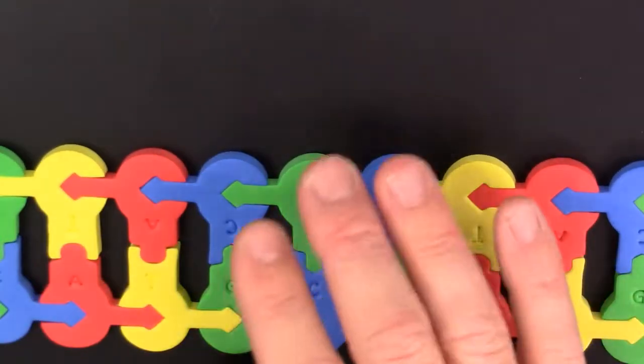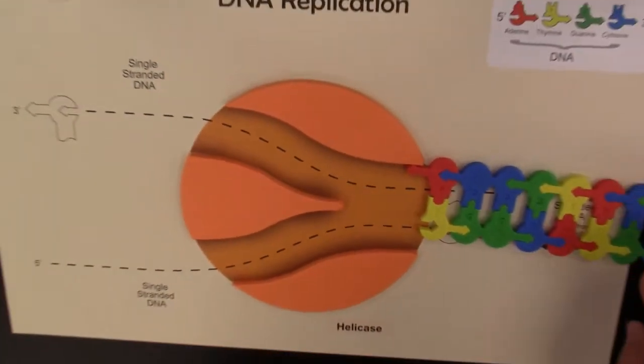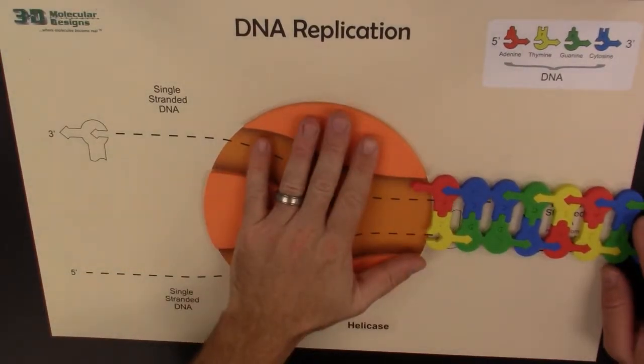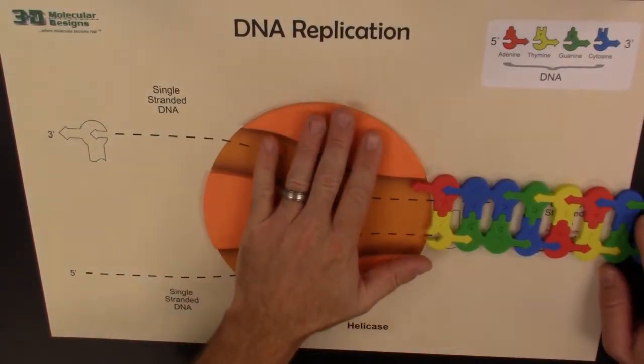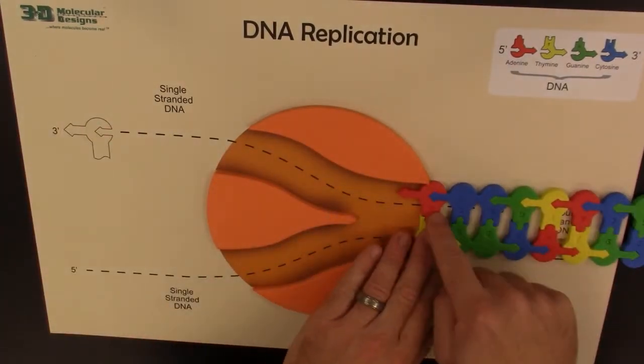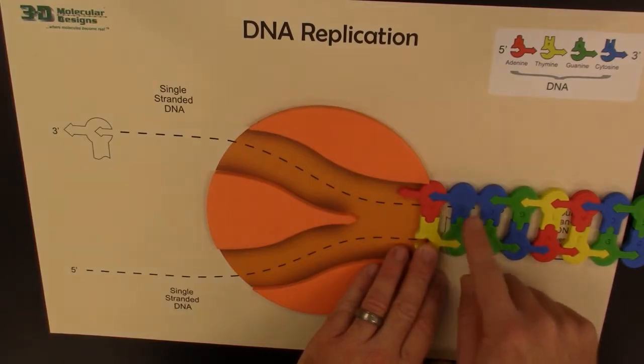So let's take a look at DNA replication. What we have here is helicase. Helicase is a protein, an enzyme, and its job is to unzip or break apart the hydrogen bonds between each nitrogenous base of these nucleotides here.